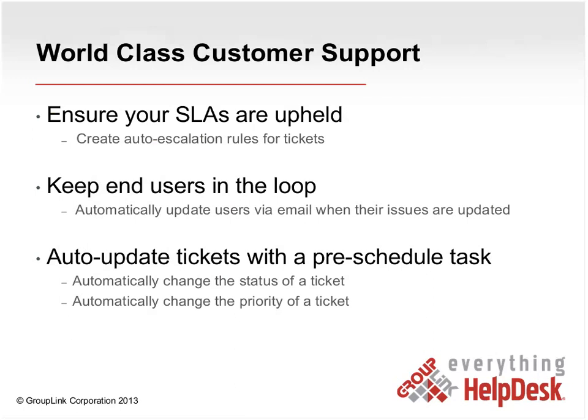Number one, it says ensure that our SLAs, our service level agreements, are upheld. Create auto-escalation rules for tickets. If somebody submits a ticket, we want that ticket to automatically escalate if we haven't taken care of it so that nothing slips through the cracks.